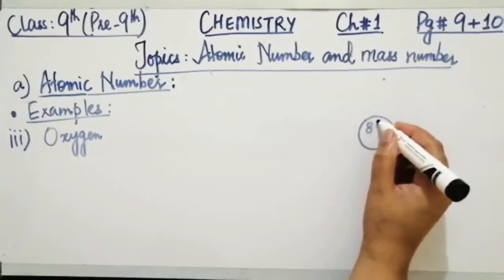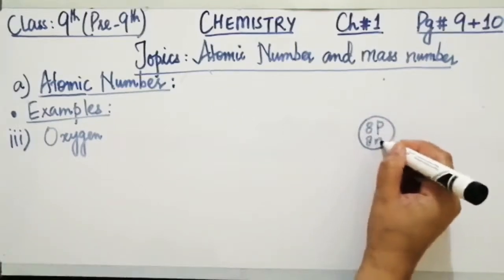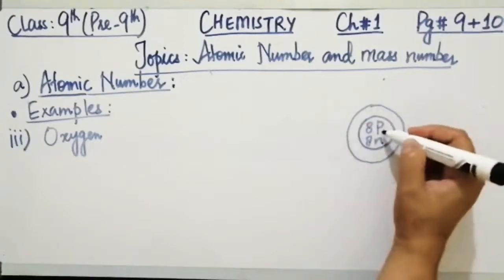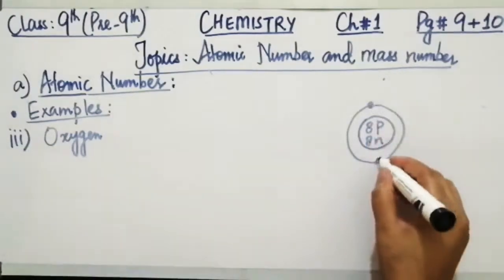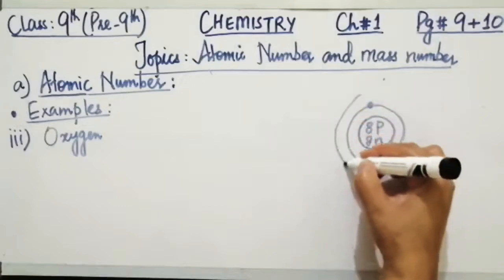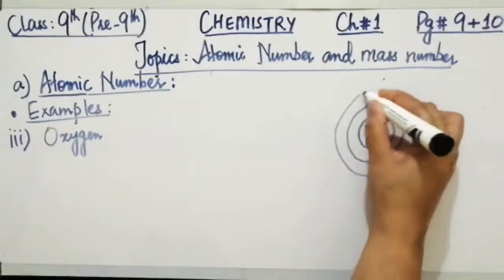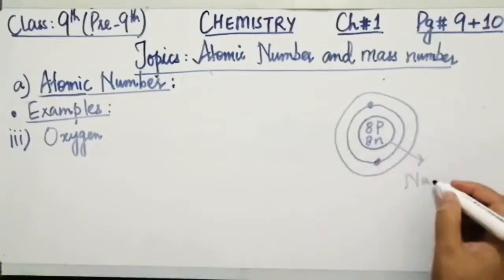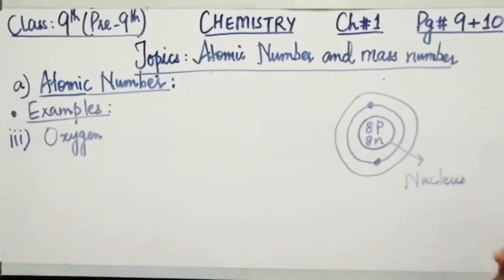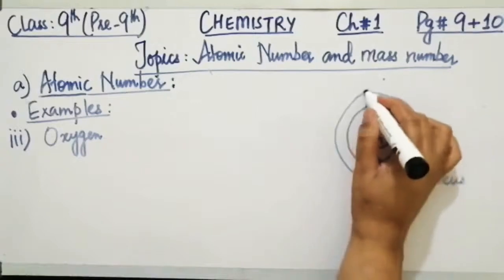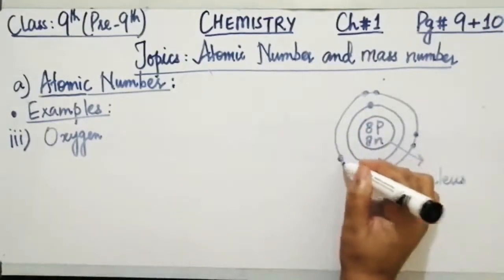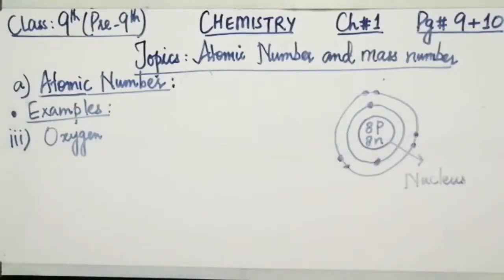The nucleus contains 8 protons and 8 neutrons, while the 8 protons indicate that 8 electrons are also present in different shells or different circles around the nucleus. What is this central part called? The nucleus of the atom. The remaining 6 electrons will be present in the second shell of this oxygen atom.